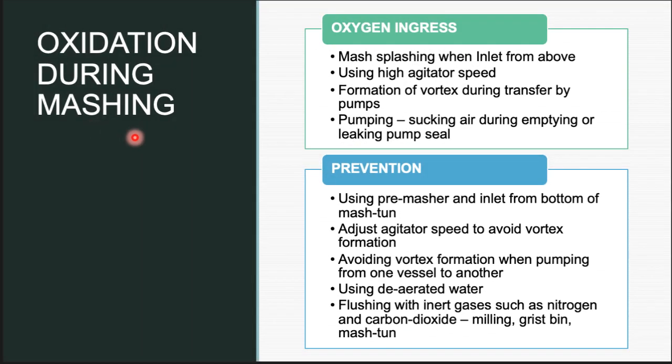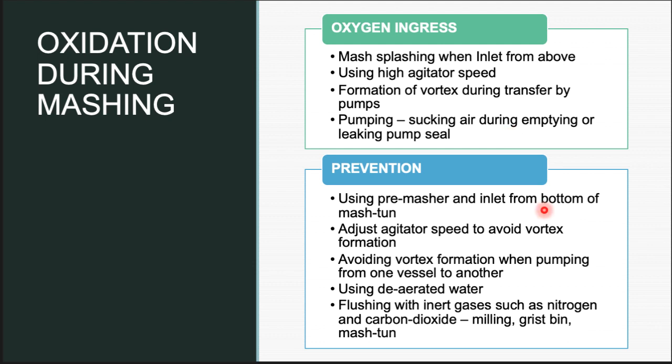Oxidation during mashing. As seen before, oxygen ingress during the mashing process reduces the flavor stability due to the oxidation reaction primarily of lipids, and also produces darker color wort and beer. Oxygen pickup occurs in the following cases: displacing of the mash when inlet from above, use of high agitator speed, formation of vortex during transfer by pump, and pickup of air by the pump during emptying or due to the leakage of the pump seal.